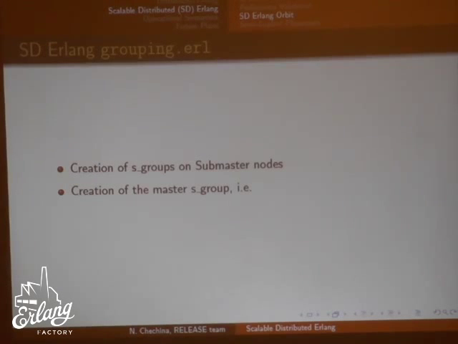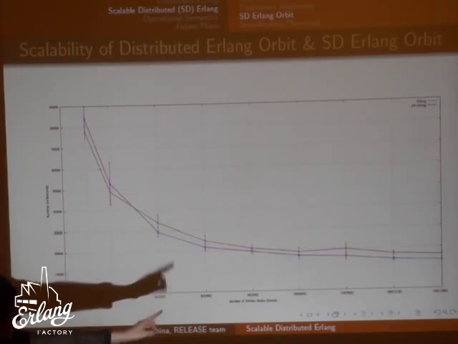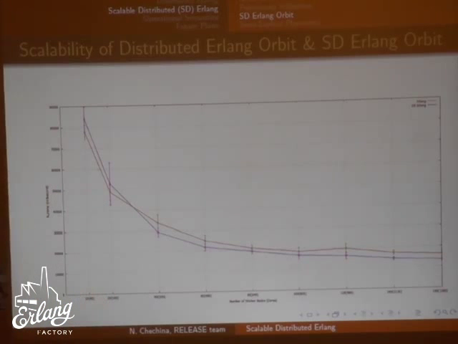And grouping. So now we need to create a master group and submaster groups. That's about grouping. These are initial experiments that we ran on up to 160 nodes, and that is about 1,200 cores. If you see the distributed Erlang and scalable distributed Erlang, scalable distributed Erlang performs a little bit better, but the difference is pretty small. These are initial experiments, so don't be too scared by them.